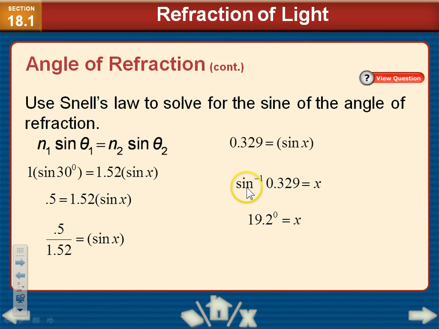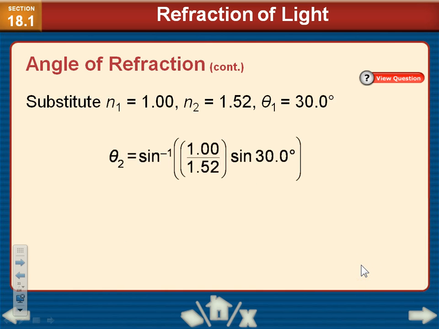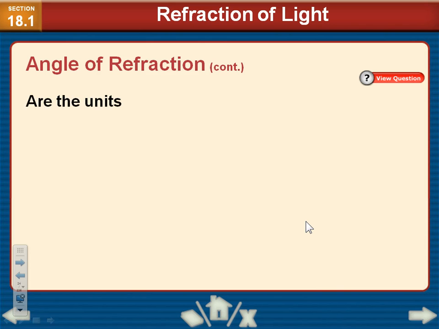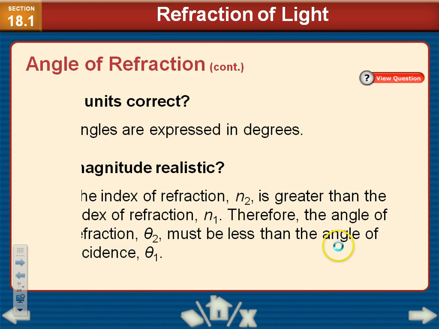So once you get that, you take the arc sine of 0.329 and you get 19.2 degrees. Make sure your calculator's set for degrees and not radians. Now they do it with just substituting in for their equation. They also get 19.2 degrees. So, looks good. Everything works.